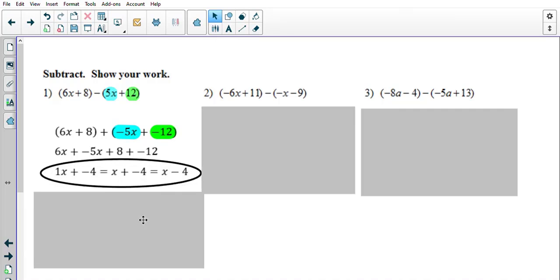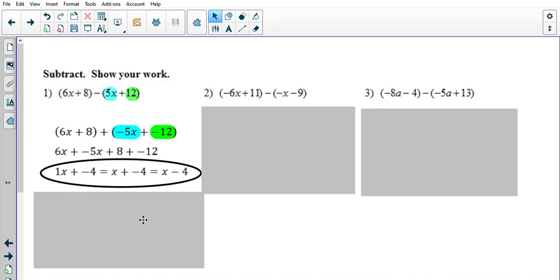So I wrote this solution in 3 different ways. All are acceptable. 1x plus negative 4, x plus negative 4, x minus 4. I should have also included 1x minus 4 could also work as well. So any of those would be sufficient or correct.